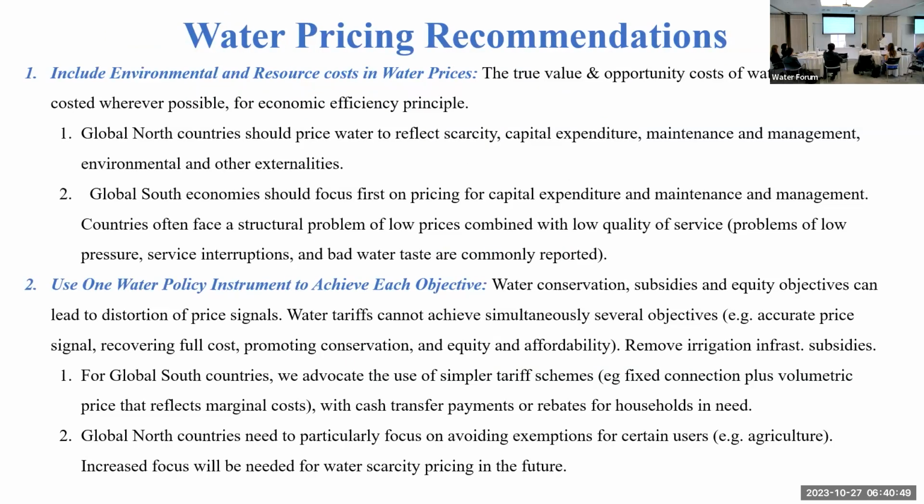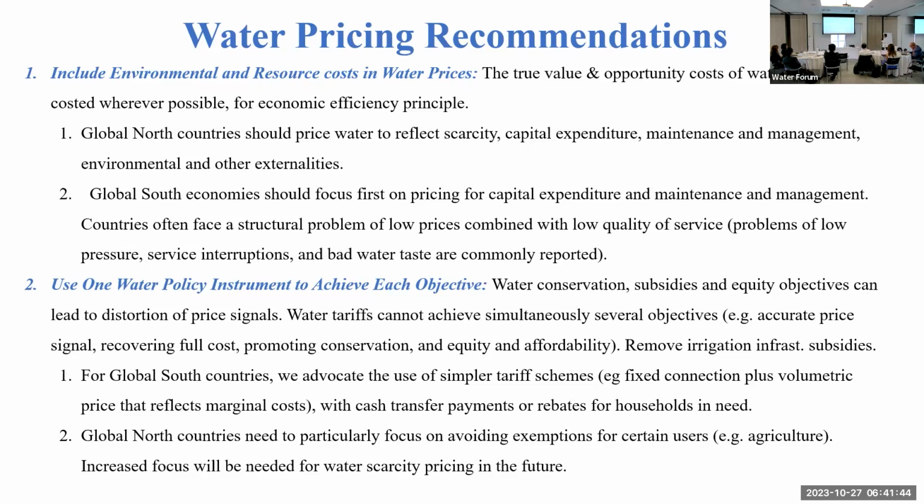So we come into more detail about the pricing recommendations and what differs between Global North and Global South. In terms of including environmental and resource costs, including true values and opportunity costs of water is very, very important. Global North countries, we think, should be looking much more at developing water scarcity pricing to reflect that, both within capital expenditure and maintenance and management. We don't feel that they're probably doing enough in that space. And Global South, we think, should be focusing first on pricing for capital expenditure and maintenance and management. Otherwise, if you're not pricing properly, you're going to get into a vicious circle where the infrastructure is going to degrade, people will be less happy to even think about paying higher prices, and you're not going to be in a good place.